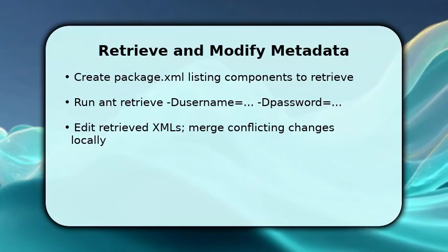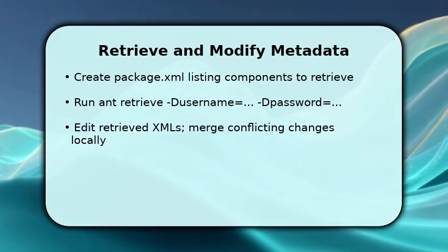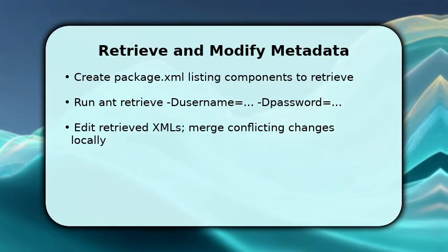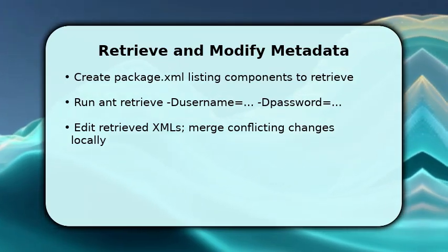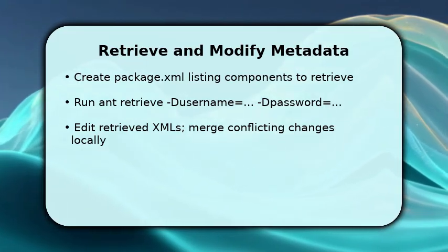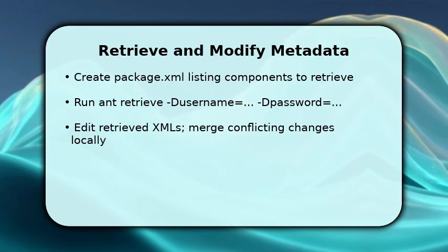You'll now retrieve the metadata you need. First, craft a package.xml that lists packages, objects, and fields. This controls what Ant pulls. Once the package is ready, run ant retrieve with your credentials. Watch the verbose output for missing or excluded components.